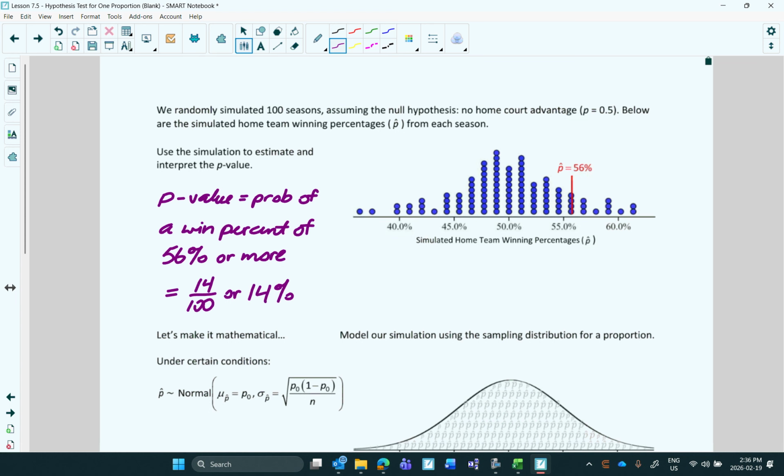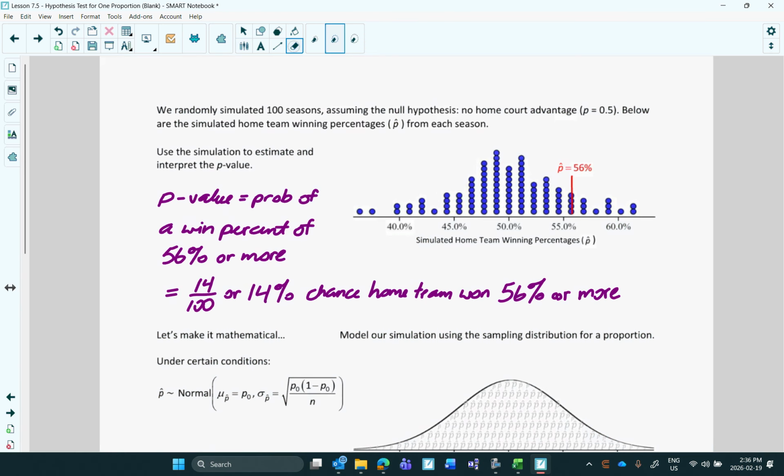And so what does that represent? A 14% chance that the home team won 56% or more. I know I'm repeating myself. Or more. We should make that look like an infinity symbol.